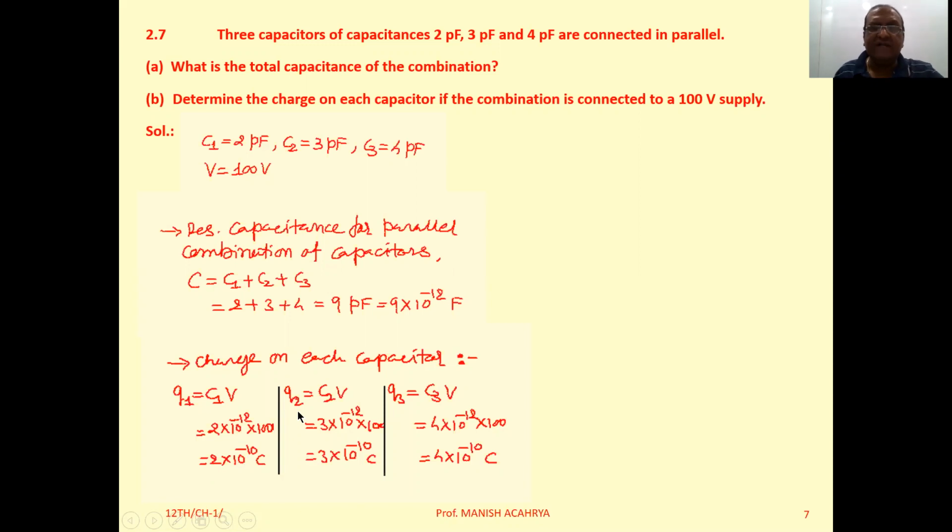Then the charge on the second capacitor, Q2, is equal to C2V. C2 is 3 picofarad, so that is 3 into 10 raised to minus 12 into V, 100. So that is 3 into 10 raised to minus 10 coulomb. Then the charge on the third capacitor, Q3, is equal to C3 into V. C3 is 4 picofarad, so that is 4 into 10 raised to minus 12 into V, 100. So your answer is 4 into 10 raised to minus 10 coulomb.